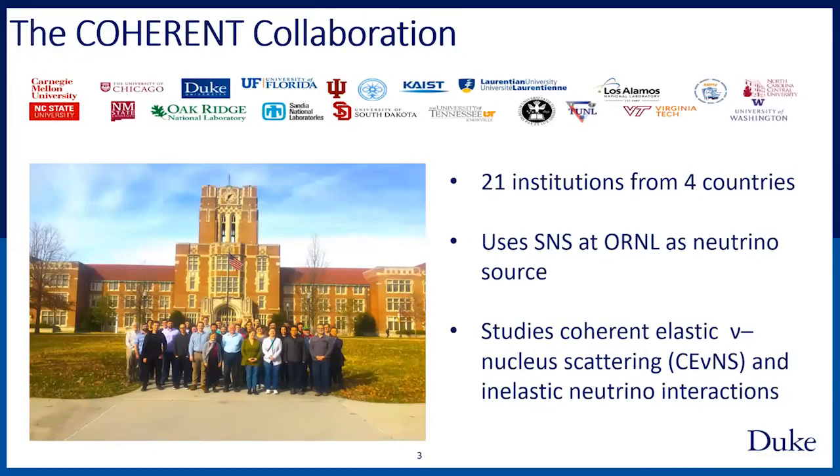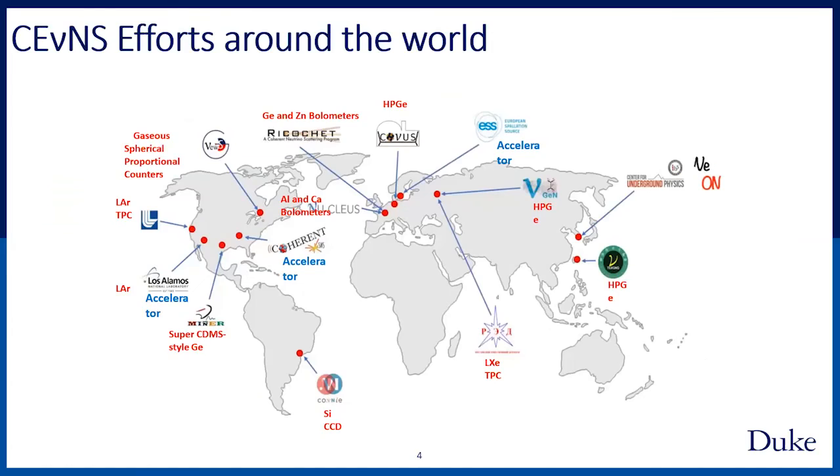The Coherent Collaboration contains 21 institutions from 4 countries, and uses the Spallation Neutron Source at Oak Ridge National Lab as the neutrino source. The major research interests involve studying coherent elastic neutrino-nucleus scattering, also called CEvNS, and some inelastic neutrino interactions like charged current interactions. Here's a map of the CEvNS efforts around the world, and as you can see, the Coherent Collaboration is right here.